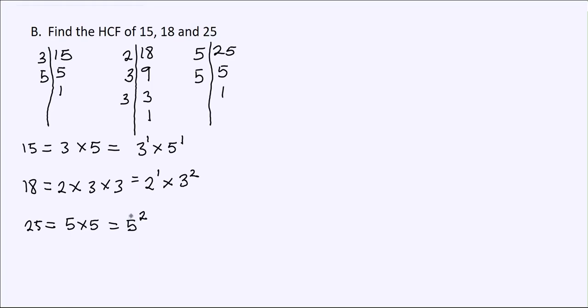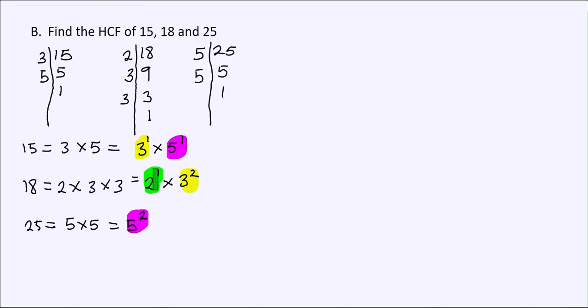As you can see, there is no common value between the indices of 15, 18, and 25. Watch closely. We had 3 here, 3 here, and we didn't get any 3 here. And here we had 5, 5 here, while here we had 2. So since there is no common number connecting them, we already know that the factor of every number is 1 and not the prime factor. Remember that. The factor of every number is 1, but 1 is not the prime factor of every number.